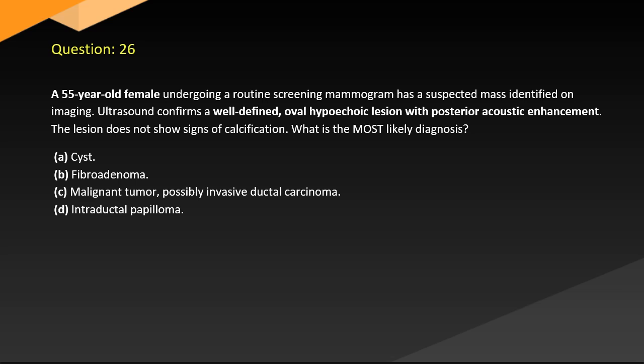Question 26. A 55-year-old female undergoing a routine screening mammogram has a suspected mass identified on imaging. Ultrasound confirms a well-defined oval hypoechoic lesion with posterior acoustic enhancement. The lesion does not show signs of calcification. What is the most likely diagnosis? A. Cyst. B. Fibroadenoma. C. Malignant tumor, possibly invasive ductal carcinoma. D. Intraductal papilloma.